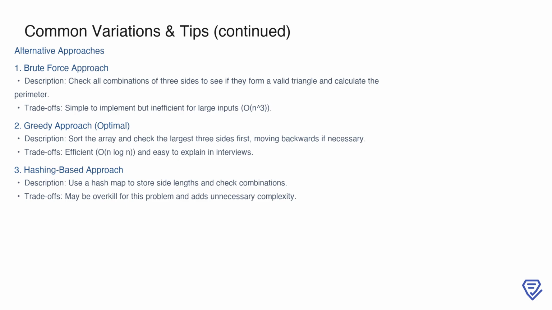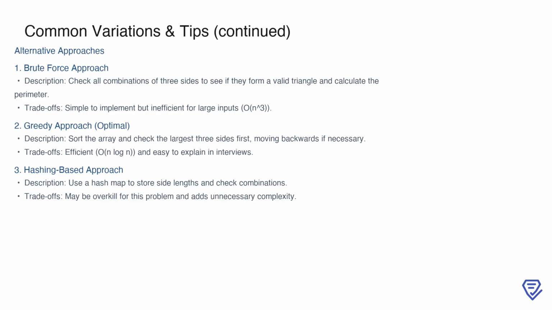It involves checking all combinations of 3 sides to determine if they form a valid triangle and calculating their perimeter. However, this approach is highly inefficient for large inputs, with a time complexity of O(n^3). The greedy approach is the optimal solution. By sorting the array first, you can focus on the largest 3 sides and move backward only if necessary. This method is efficient, with a time complexity of O(n log n), and is straightforward to explain in interviews.